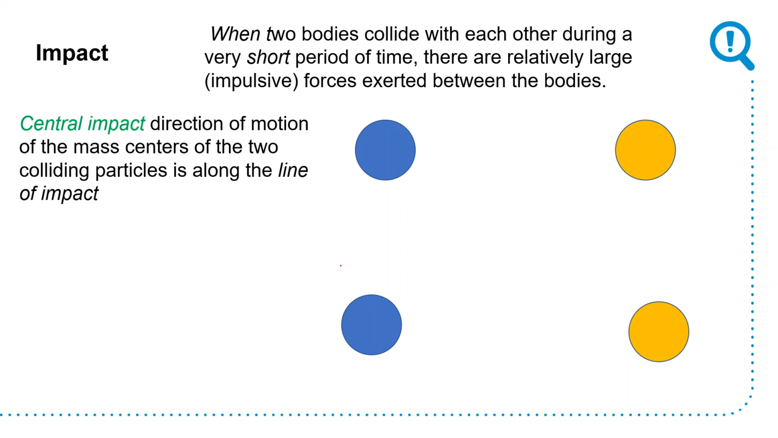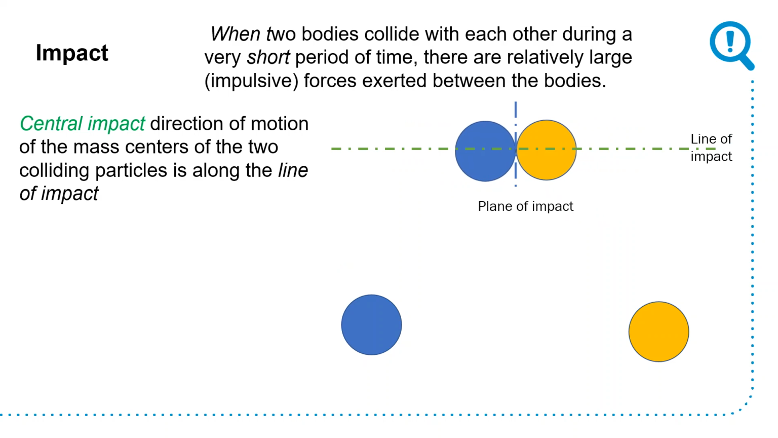The first type of impact is central impact, where the direction of motion of the mass centers of the two colliding particles is along the line of impact. I'm just going to show you what that looks like. That's two balls coming together, for example, and they come into contact at the center. I'll define a couple of things here: the line of impact over here and the plane of impact over here. The plane of impact is where the impact is occurring. The line of impact is just the line over which that action is occurring.